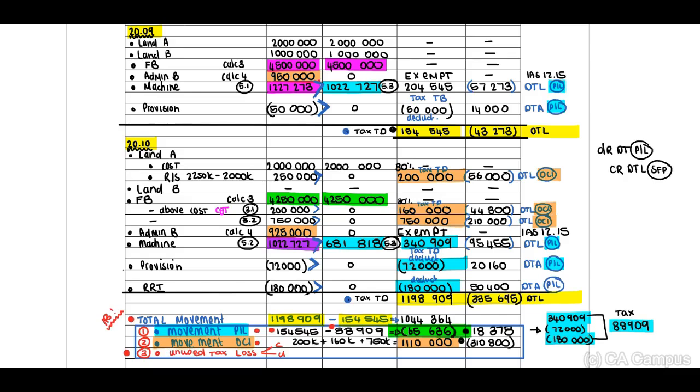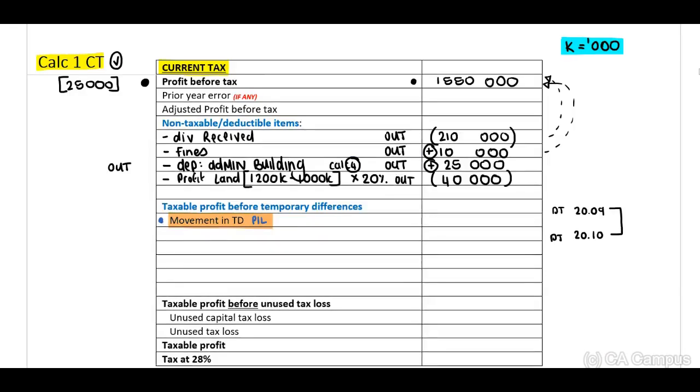Now it is important that you understand the transfer of our movement in our profit or loss to our current tax. This is our current tax. We now need to include the 65,636. But do we include brackets or not? This should be a positive.